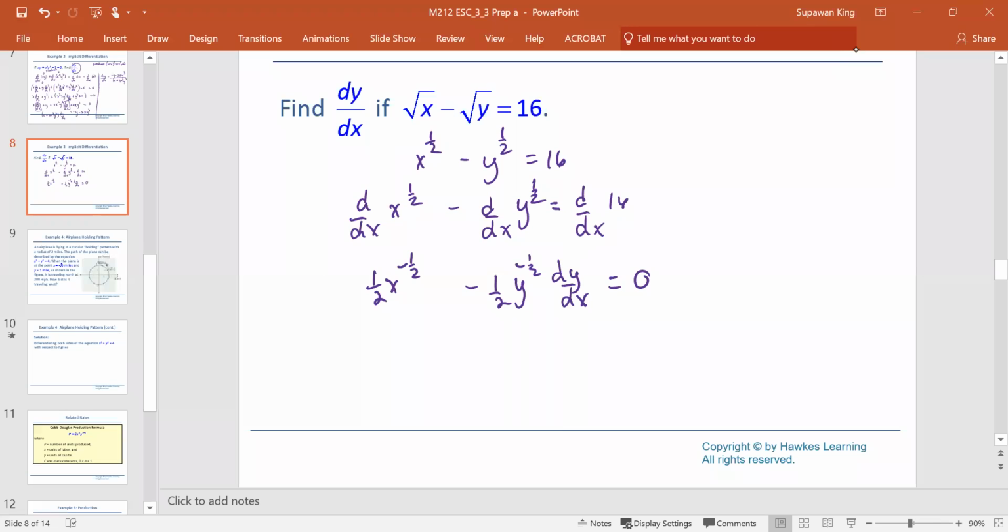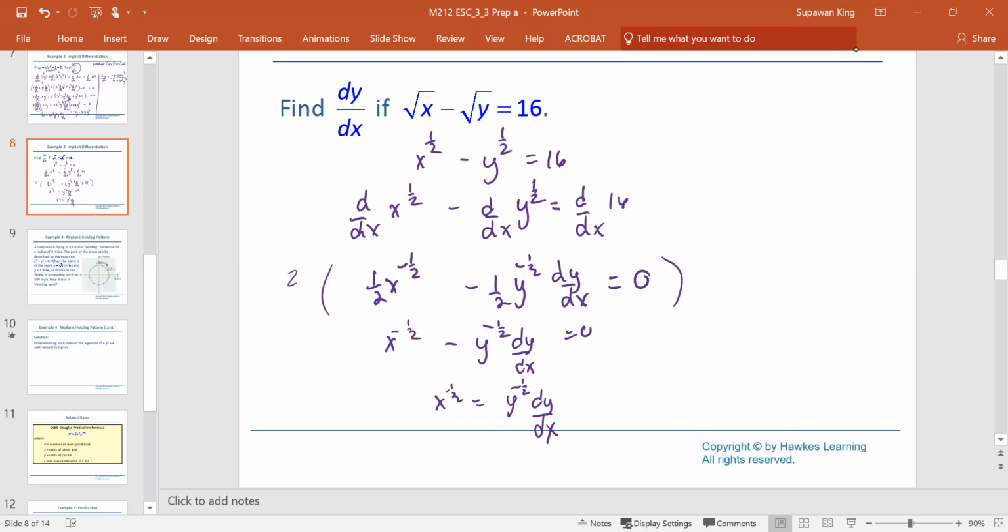Now we have only one term that contains dy by dx. For our convenience, both terms are multiplied by 1/2, so we just multiply all by 2. Let's clean the problem up a little bit. It becomes x to the negative 1/2 minus y to the negative 1/2 dy by dx equals 0, or x to the negative 1/2 equals y to the negative 1/2 dy by dx.